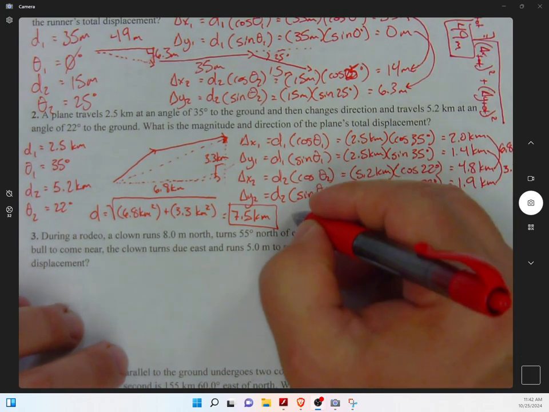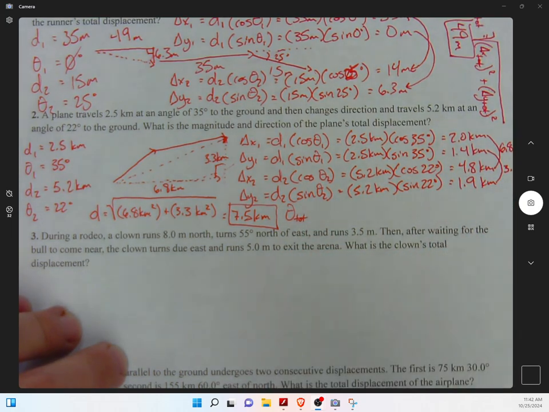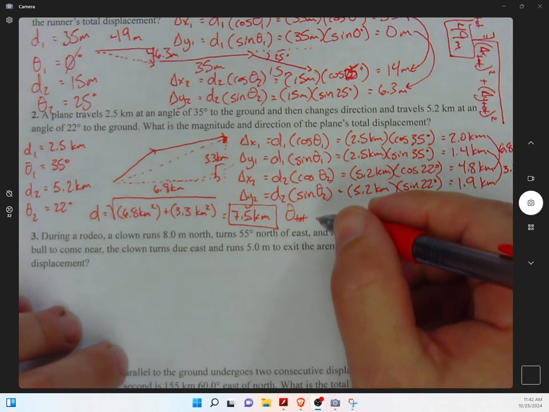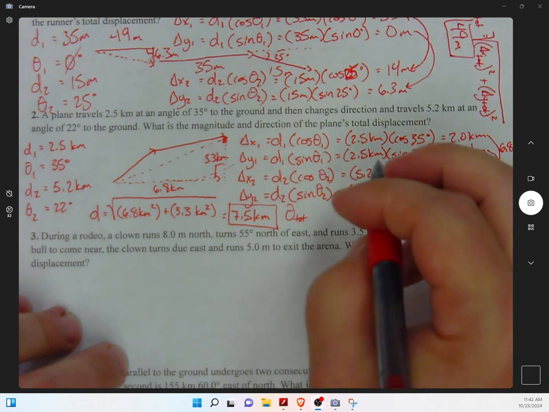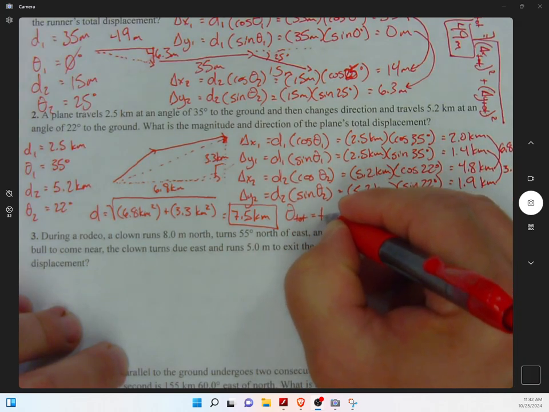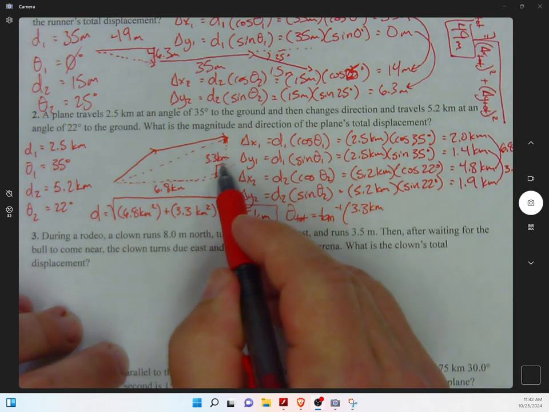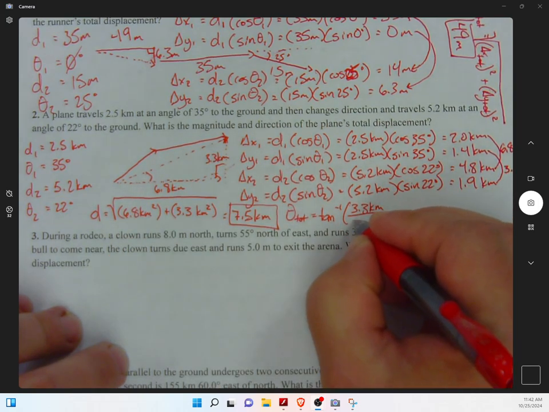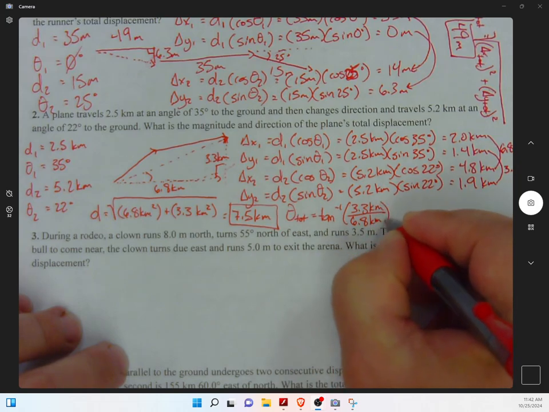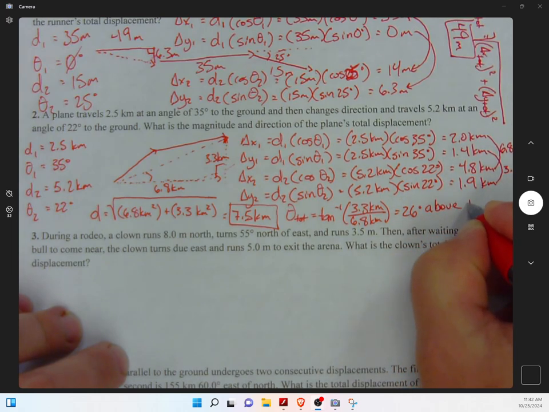7.5 kilometers. Now I need to find my theta total, the overall angle. Again, tangent being opposite over adjacent is going to be the y over the x. So it's going to be arctangent of 3.3 kilometers, because that's the y component, the opposite side compared to my angle, over 6.8 kilometers. And my calculator tells me that this is 26 degrees above the horizontal.